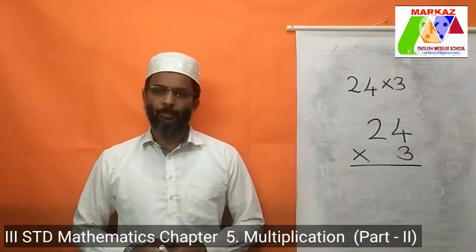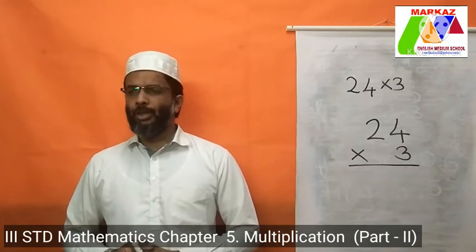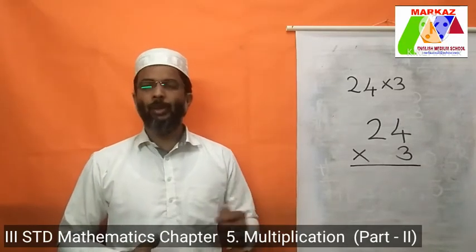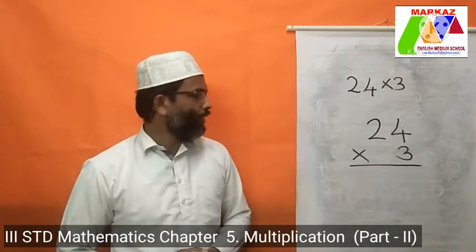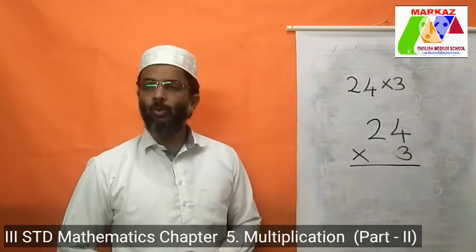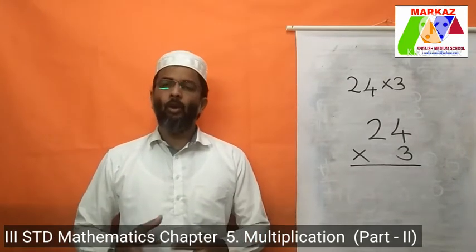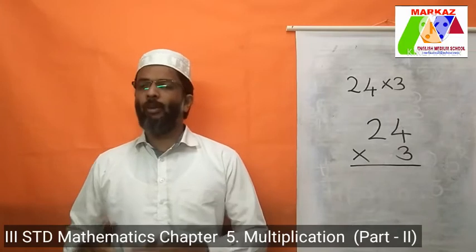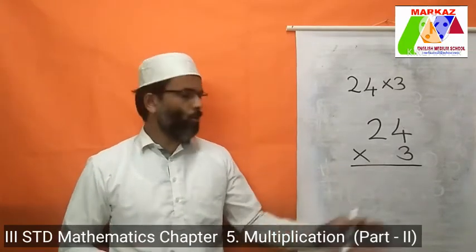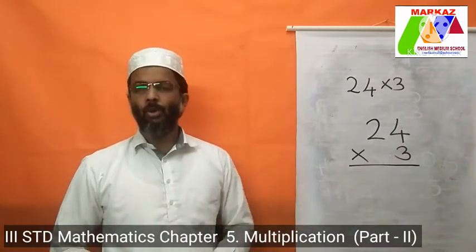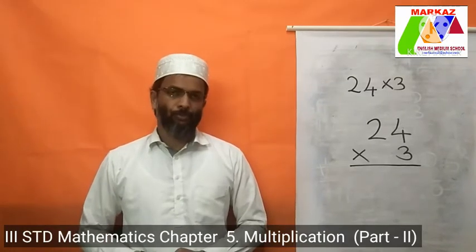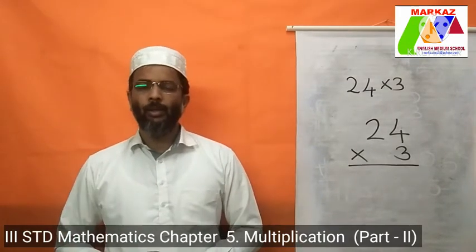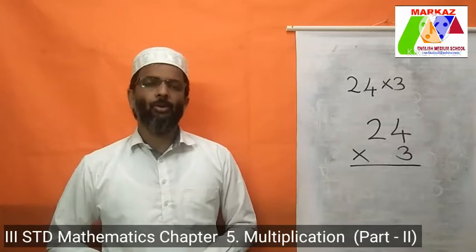For the first step, we multiply the bottom digit by the digit in the ones place of the top number, which is 3 into 4. We always start with ones place and work our way from right to left. So 3 times 4. 3 times 4 is equal to 12.